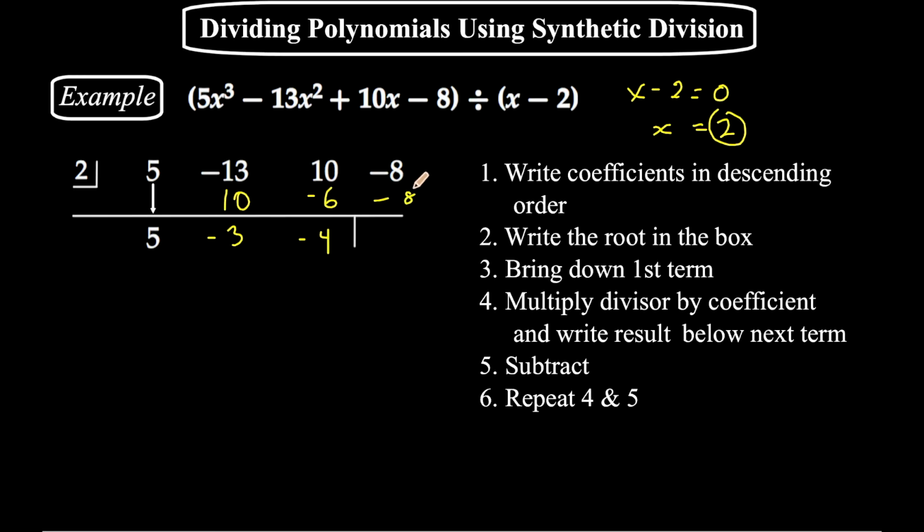And I think I may have made a math error here. Let me make sure here. Negative 6. This one's a plus 4. Sorry about that. This should give us a plus 8. And then that gives us a 0 remainder.